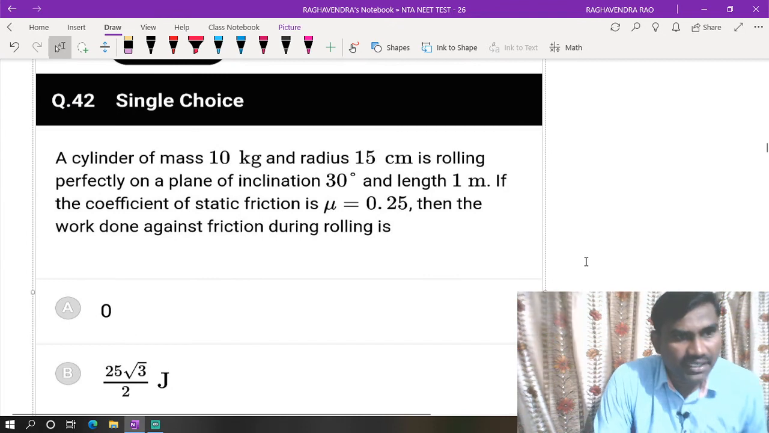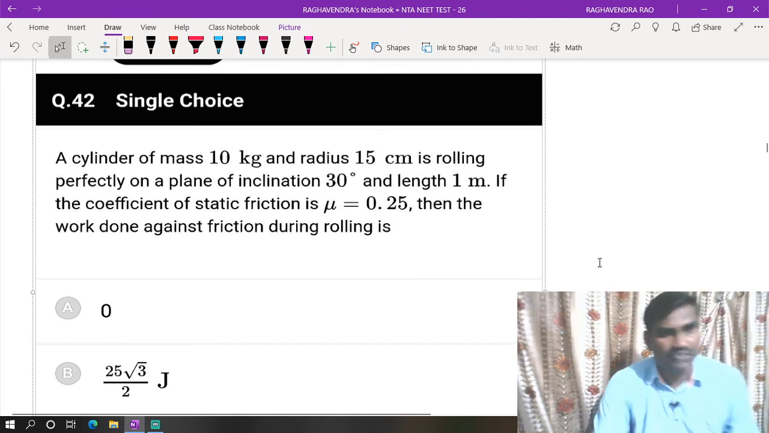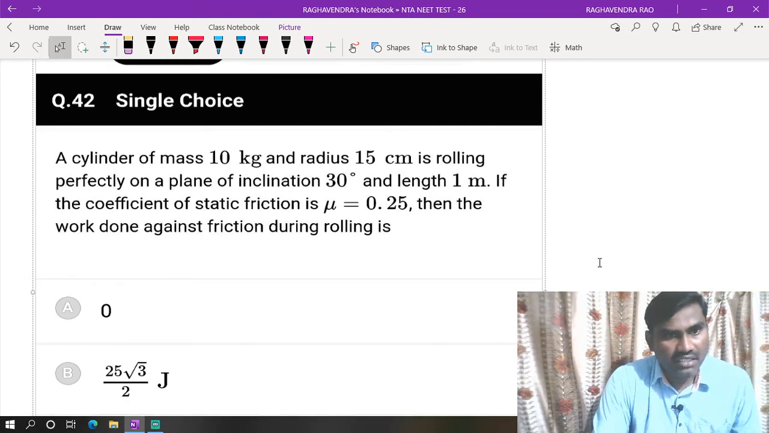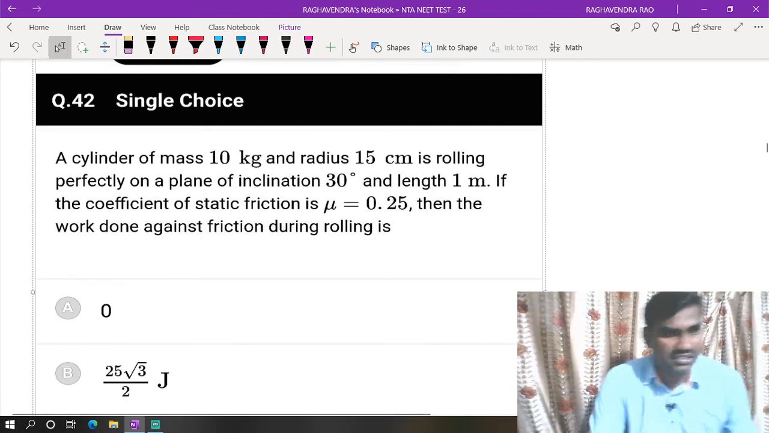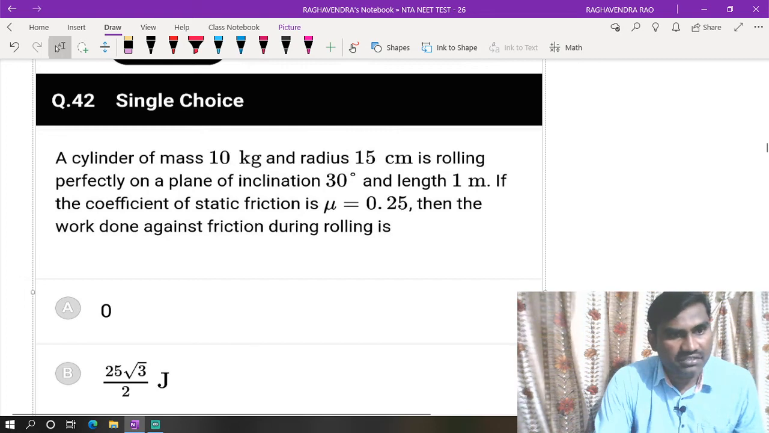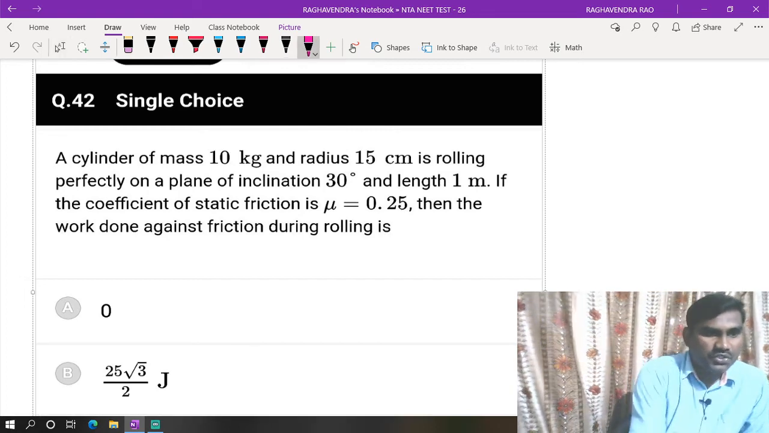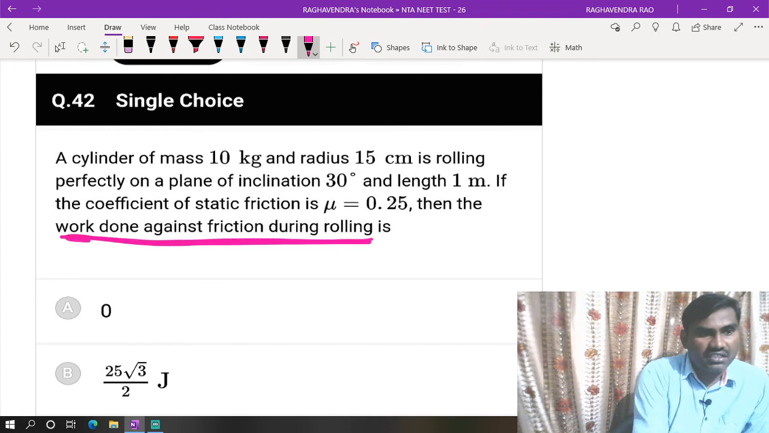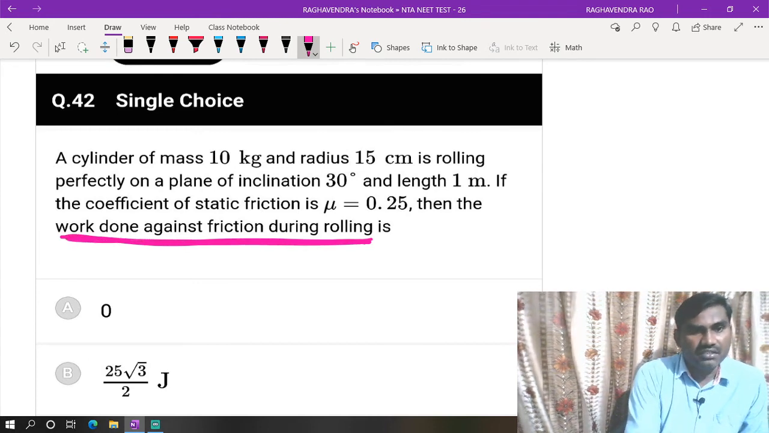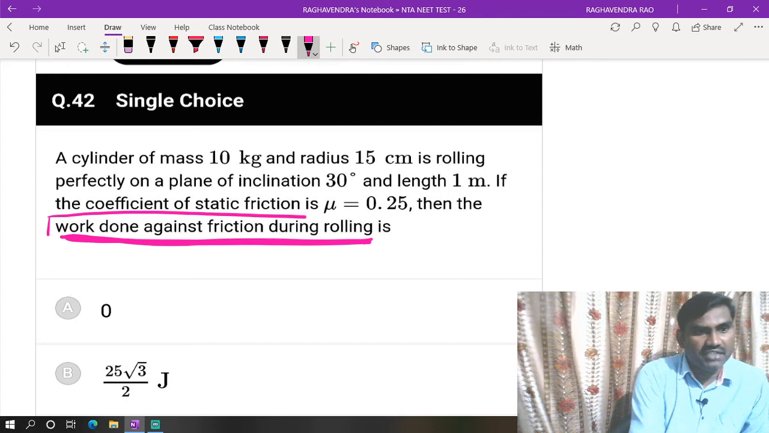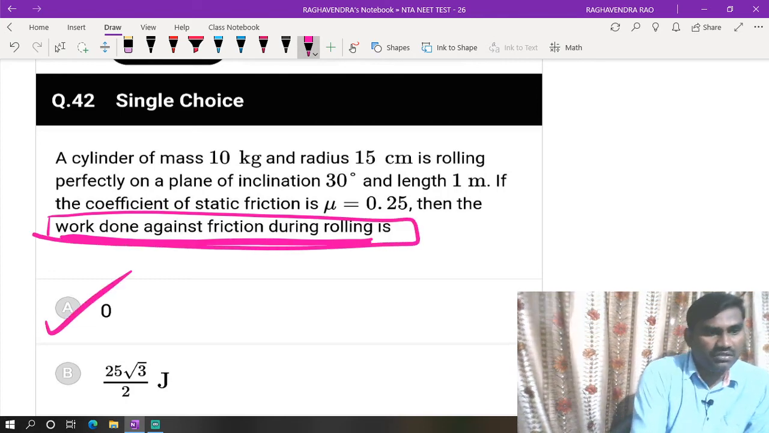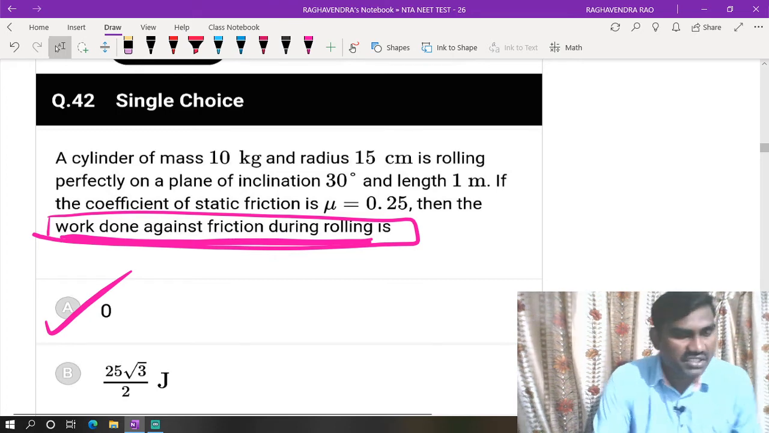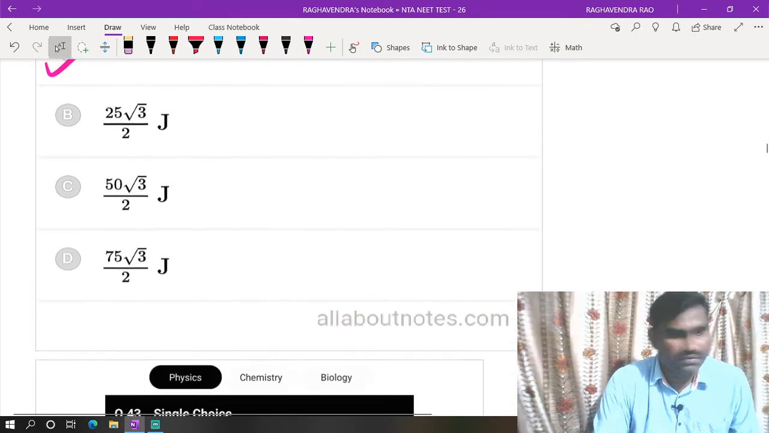Okay, right. A cylinder of mass 10 kg and radius 15 cm is rolling perfectly on a plane of inclination 30 degree and length 1. The coefficient of static friction is given. What is the work done against the friction during rolling? During rolling, the point of contact which is in touch with the ground remains at rest, so the work done against the frictional force during rolling will be equal to 0. It is a direct conceptual based question. To confuse us, they gave those values.